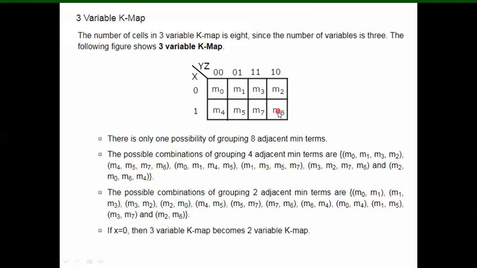Already we discussed it. 2 adjacent min terms, like this: M0, M1; M3, M2; M1, M3; M4, M5; M5, M7; M7, M6; M0, M4; M1, M5; M3, M7; M2, M6. Now we are taking one problem.